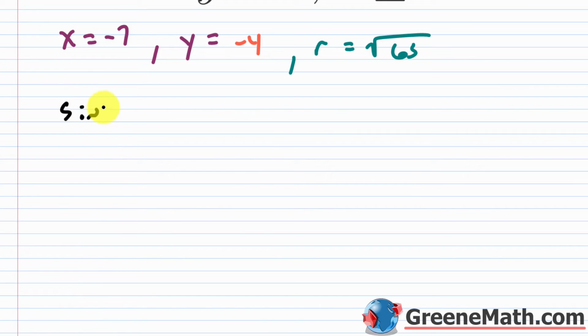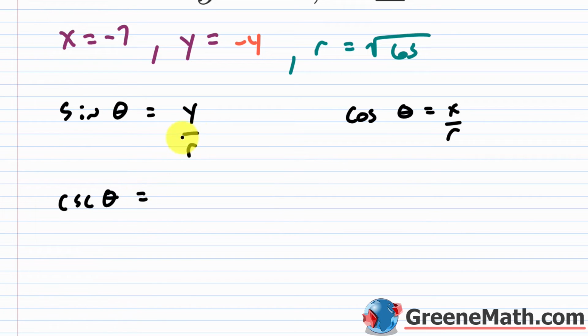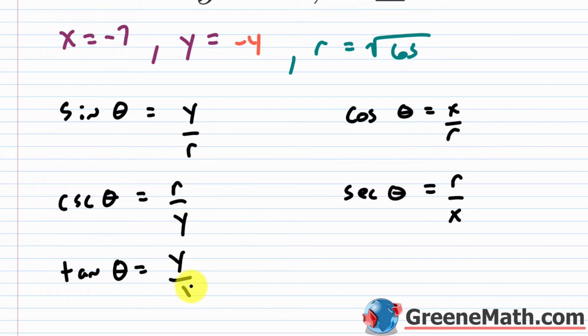So I'm going to say the sine of theta is the y over r. And then over here, let's say that the cosine of theta is x over r. And then your cosecant of theta is the reciprocal of the sine of theta. So this is r over y. And then your secant of theta is the reciprocal of cosine of theta. So it's r over x. And then your tangent of theta is y over x. And your cotangent of theta, again, it's x over y. It's just a reciprocal of this guy over here, the tangent of theta.